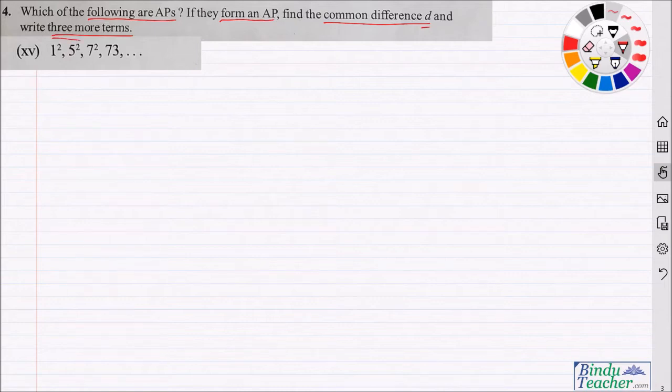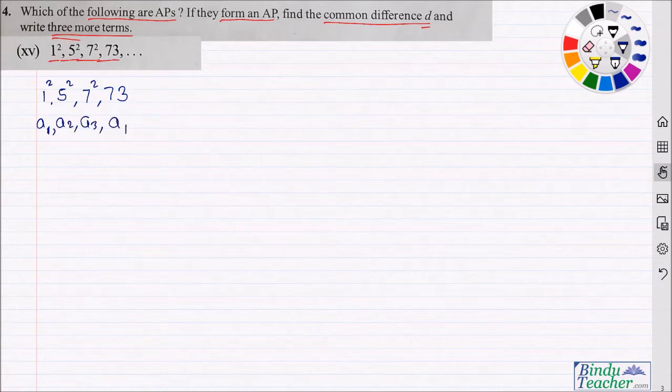So let's look at the list of numbers that we have here. We have 1 square, 5 square, 7 square and 73. Let's begin by writing this question as is: 1 square, 5 square, 7 square and 73. So these are of the form A1, A2, A3 and A4. The first step is to identify if they form an arithmetic progression.